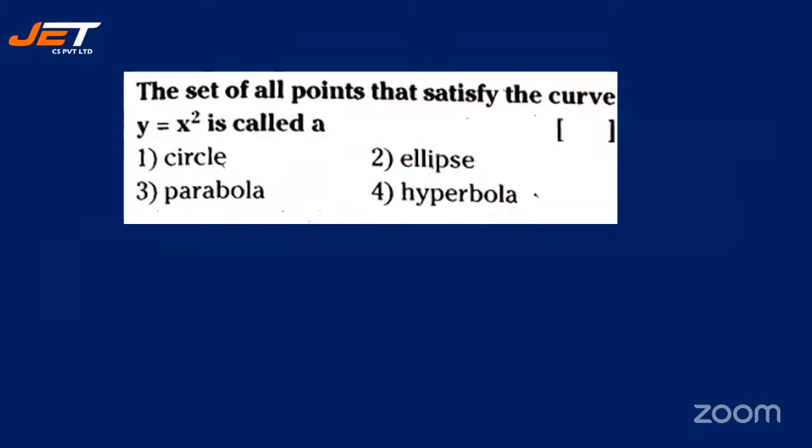The set of all points that satisfy the curve y is equal to x square is called dash. Is it circle, ellipse, parabola, or hyperbola? Y is equal to x square is always parabola. Isn't it? Yeah. See the next question.